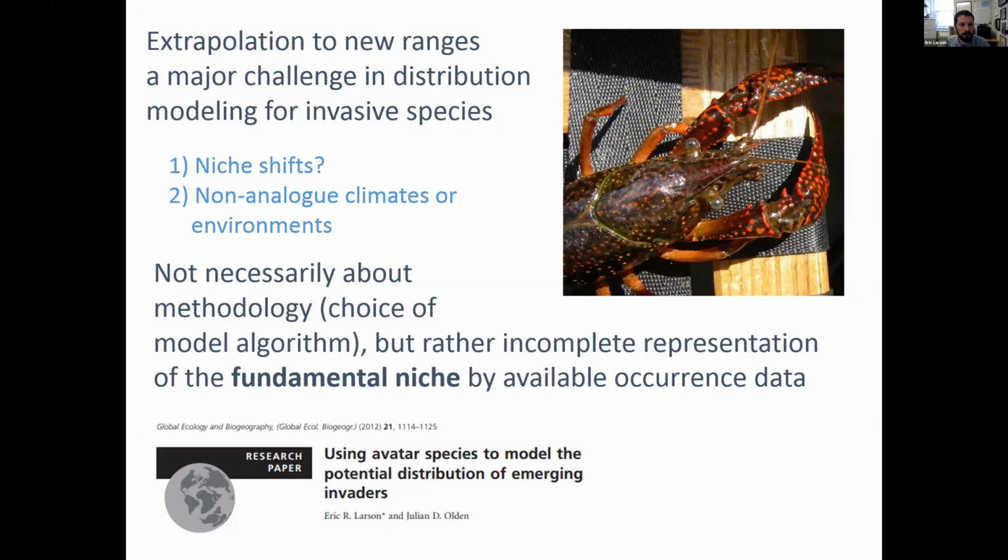And that might be because of niche shifts, ways that the organism changes as a result of the invasion process. It could also be about shortcomings of the model and trying to predict to non-analog climates or environments, places outside the range of environmental conditions that a model was trained on. And this is not always about methodology, the choice of model algorithm you use, but something that I tend to think is more about incomplete representation of the fundamental niche, every place a species can live, by the limited presence-only occurrence data we often have available to use.